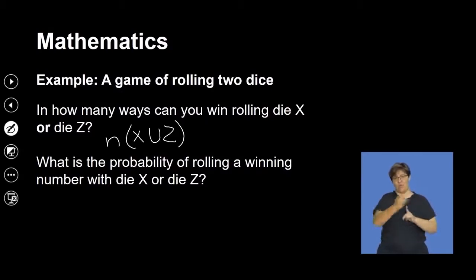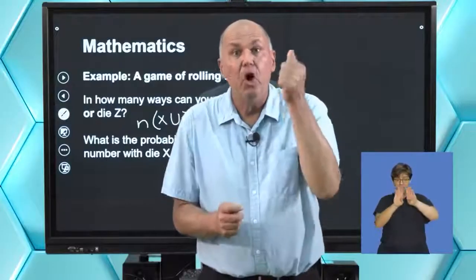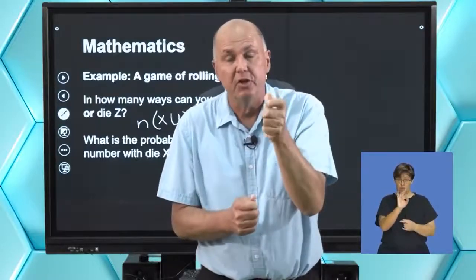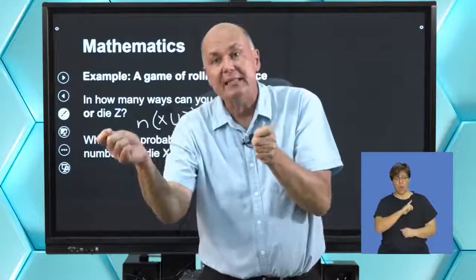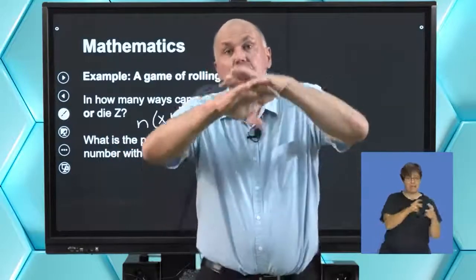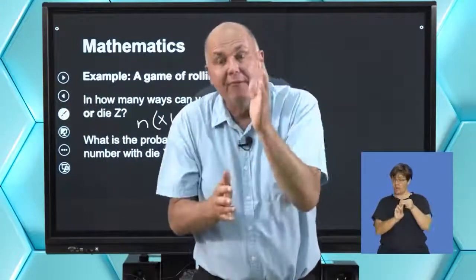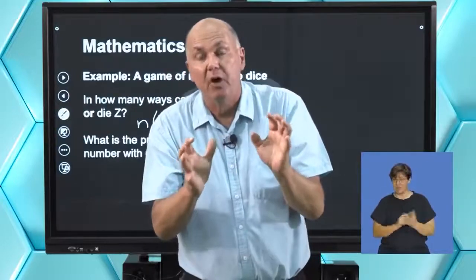So we can count all of those numbers, and we will find that there are 6 values. Because remember what we've just said, in the intersection we're only going to count 3 once, because in the intersection, the 3 belongs to X and to Z. But if we're looking at the union, we're going to look at only 1 value in the intersection. So there are 6 possible ways of winning.